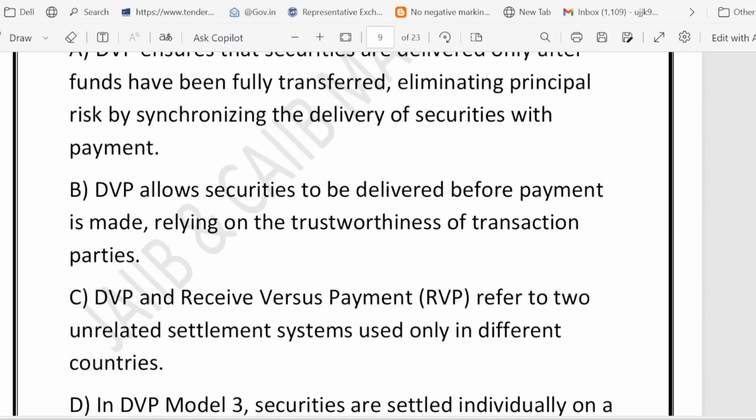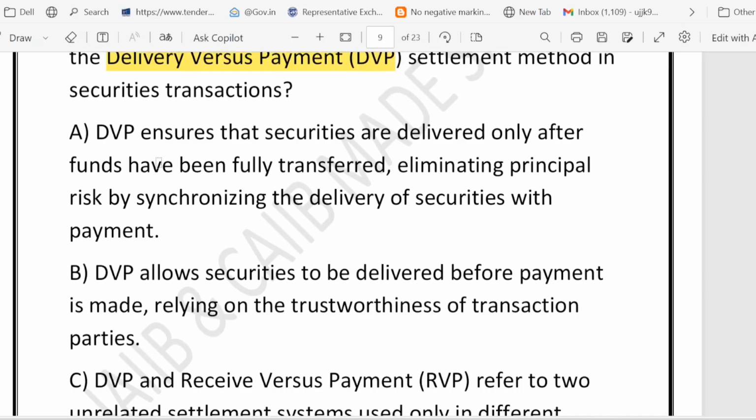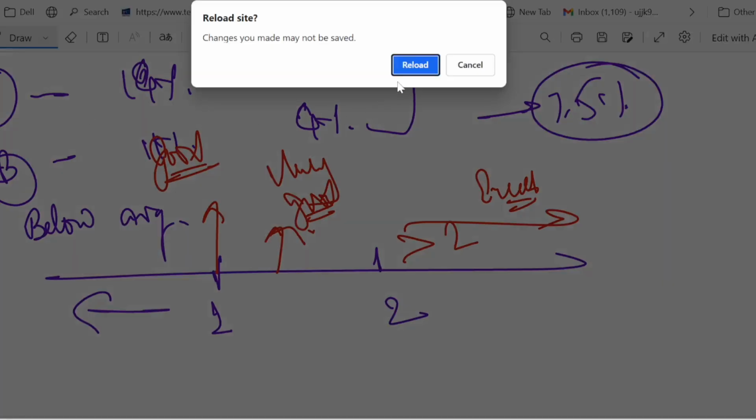Let's look at option number A. What do you think about option number A? Yes, this is the correct one. Why is this the correct one? Think about it. Imagine that you are buying a share worth rupees 1 lakh. Let me explain what DVP is all about using the simplest example possible so that you can memorize it for a lifetime.